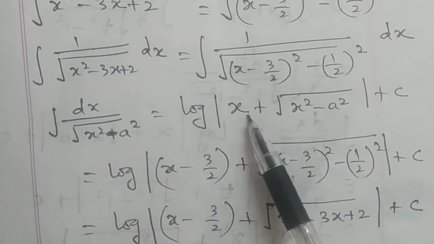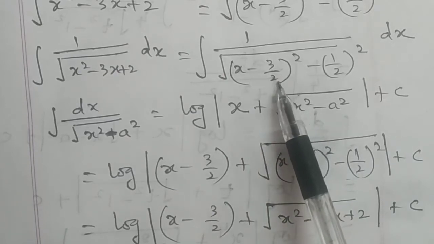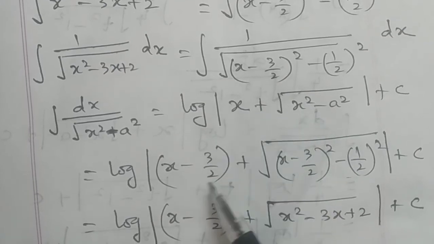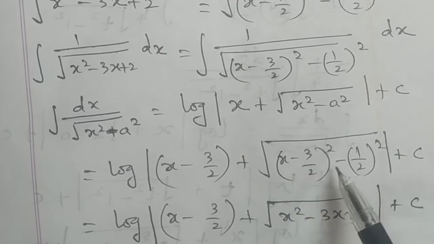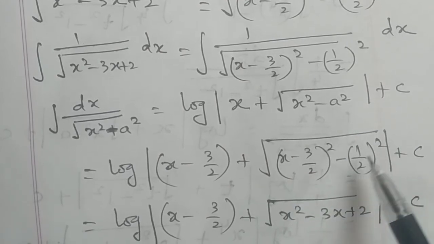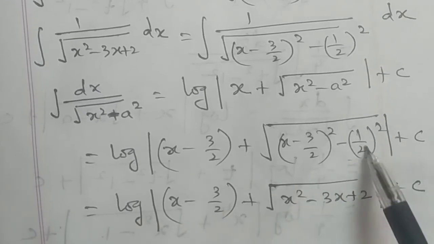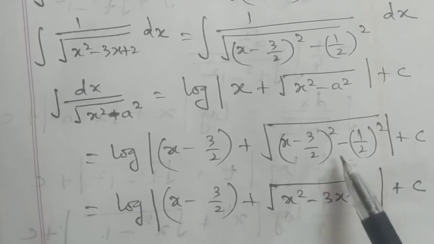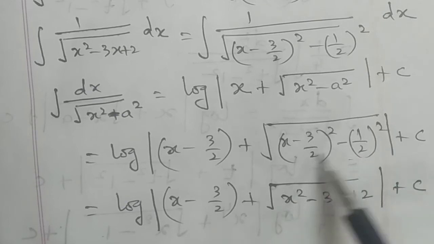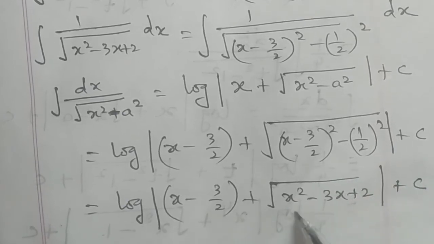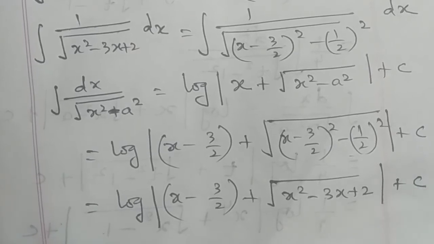Log. So what is the value for x? X value is x minus 3 by 2. So log of modulus of x minus 3 by 2 plus, here x once again, x value is (x minus 3 by 2) the whole square minus (1 by 2) the whole square. This is only our question format, we simplified in the form of (x minus 3 by 2) whole square minus (1 by 2) the whole square. So this value equal to what? The question, x square minus 3x plus 2, plus c. C is the integral constant.